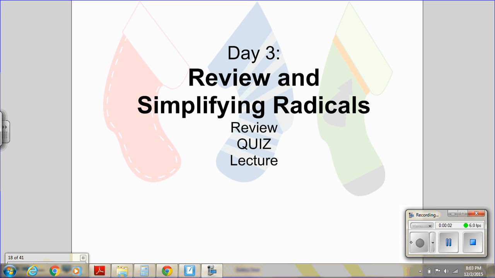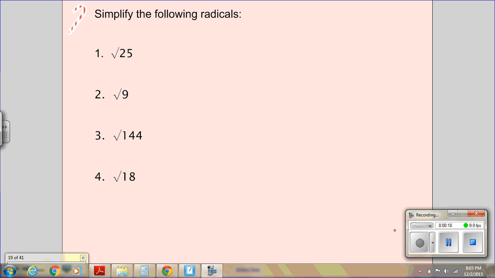Unit 6, Day 3. Today we're going to practice simplifying radicals. A radical is another word for a square root, so we're going to simplify the square roots. I try to think of a square root as being a jailhouse. So of course, things that are inside a jailhouse are inmates.